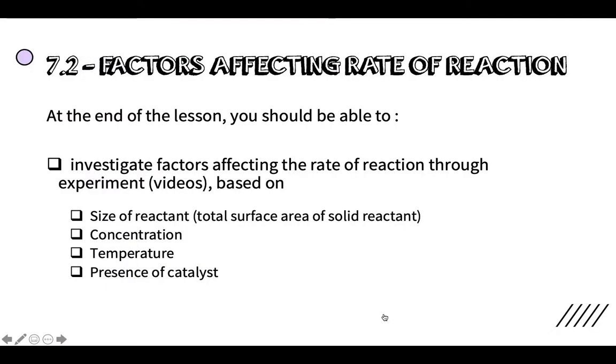Okay. Alright, so to be exact, in subtopic 7.2, there are 4 factors that affect the rate of reaction, which are number 1, size of reactant or the total surface area of solid reactant. Number 2, concentration of a solution. Number 3, temperature of the mixture. And also number 4, the presence of catalyst. But today I would like to focus on the factor of size of reactant only.